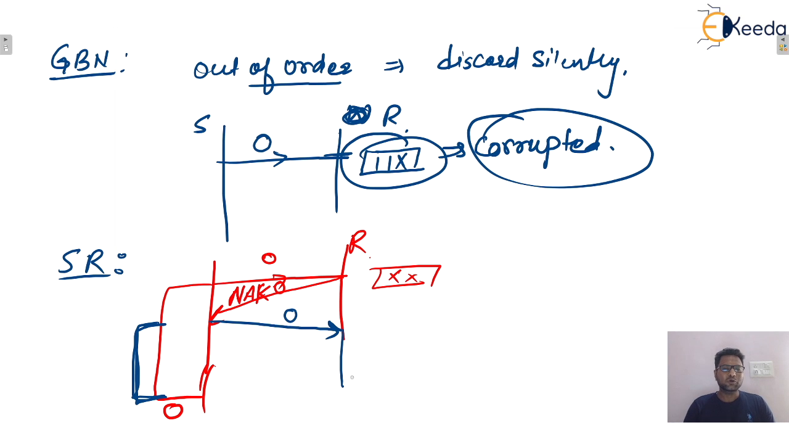So that's all about the flow control protocols. In the next lecture we'll have a comparison between stop and wait, GBN and selective repeat. That's all about selective repeat.